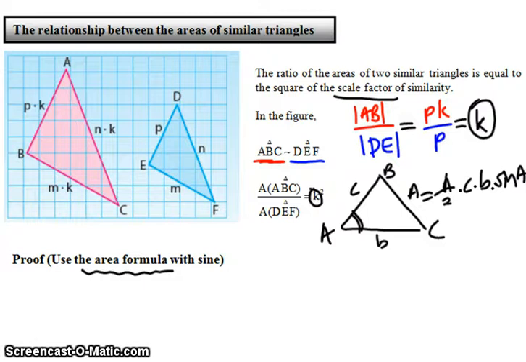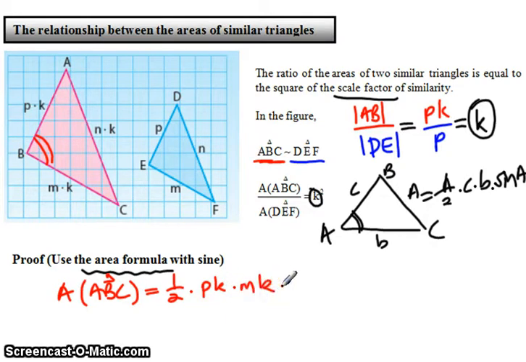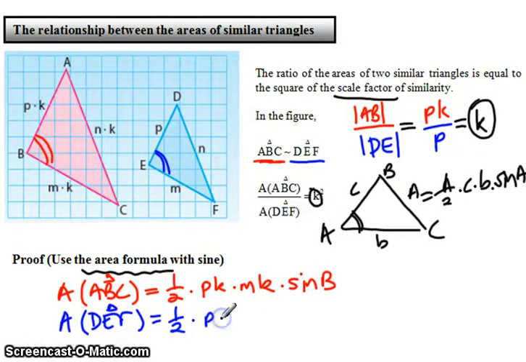So ABC, the area of ABC, is going to be a half multiplied by, well, let's take this angle here. So we're interested in the side PK, and the other adjacent side is MK. Multiply that by sine of B. Now let's take, in the blue triangle, triangle DEF, with this notation here. So that's going to be a half, and if we take the equal angle, of course they're equal because of the similar triangles, then we're going to say the adjacent sides are P and M, multiply that by sine E.